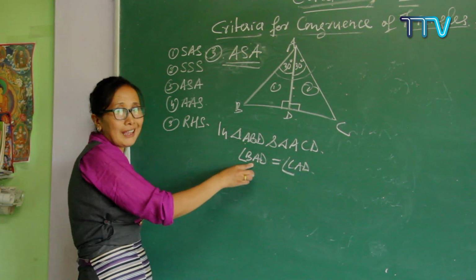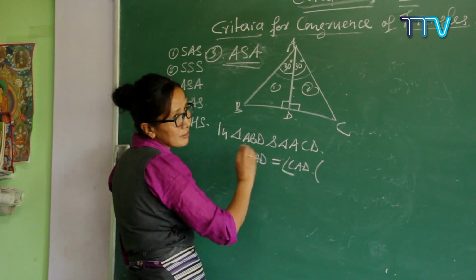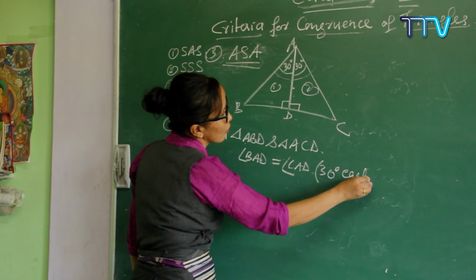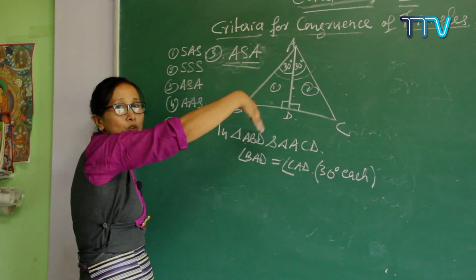So you have to look at the angle, it is always in the middle, at the center. Correct? So how much is your angle? 30 degrees, 30 degrees each. This is your first angle. And next one, side. Which side is equal to which?